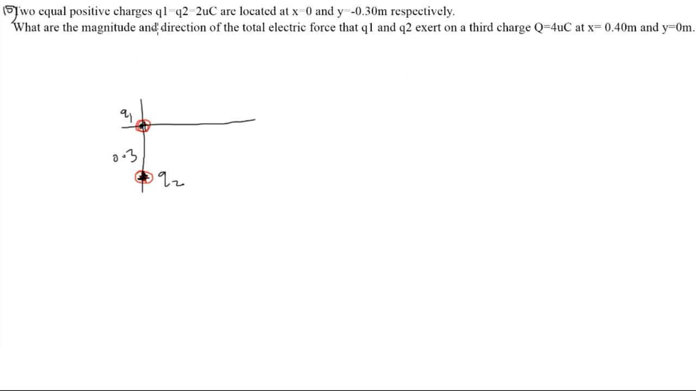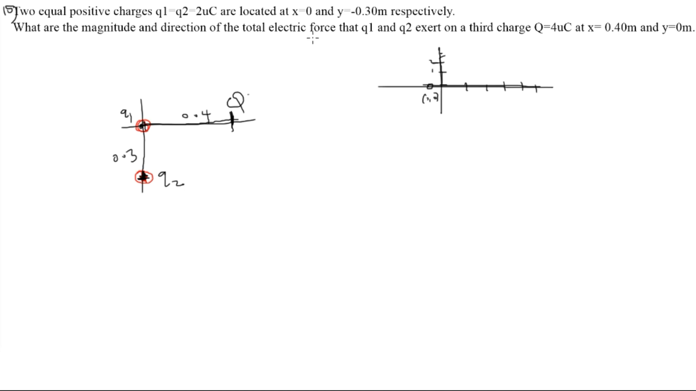What are the magnitude and direction of the total electric force that Q1 and Q2 exert on a third charge, Q, which is at x equal to 0.4, that is on the positive x-axis, and y is 0? It's just like a graph: this is 0, 0, and this is x, 1, 2, 3, 4, and this is y. Along this line y equals 0, and x is 0.4, so we can mark this point. The third charge Q is at this place, and it is 4 microcoulomb.